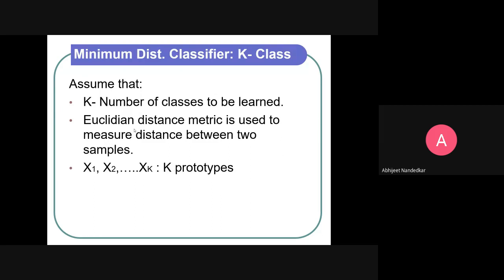Now assume that k number of classes are to be learned, and we are going to use Euclidean distance metric to measure the distance between two samples. Now instead of two prototypes, in the earlier problem we had x1 and x2 as our prototypes. Now in this case, since I want to learn k classes, I have to find out k number of prototypes. That's it.